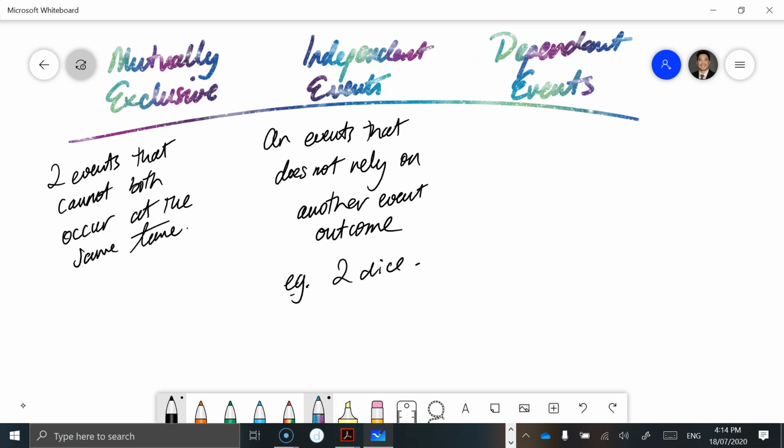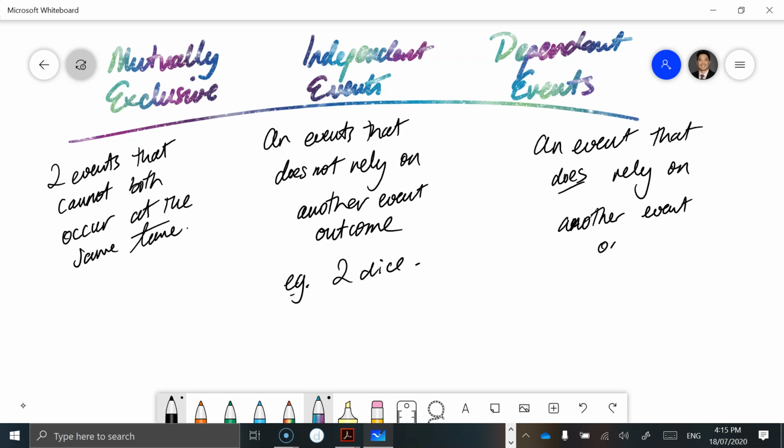All right. So then when it comes to dependent events, the case is that one event does rely on the other one. So it's an event that does rely on another event occurring. Okay, cool. So an example, and we could relate it to real life events, perhaps.